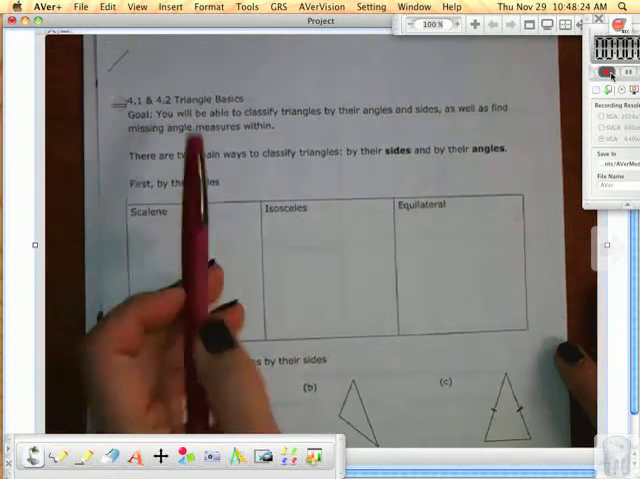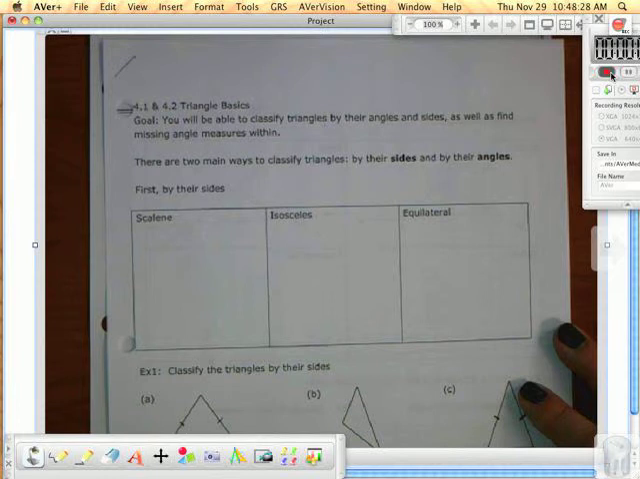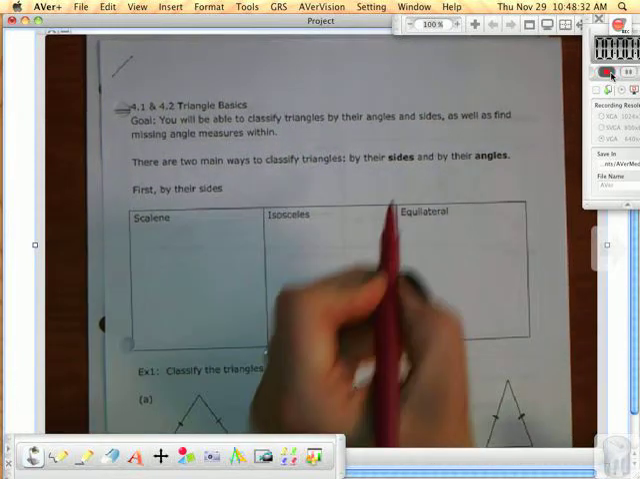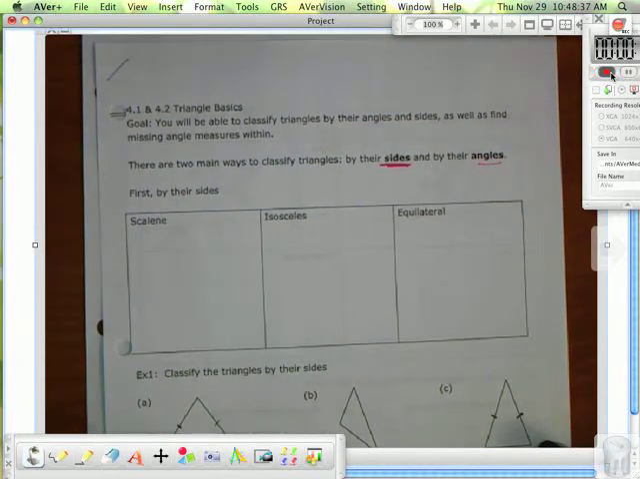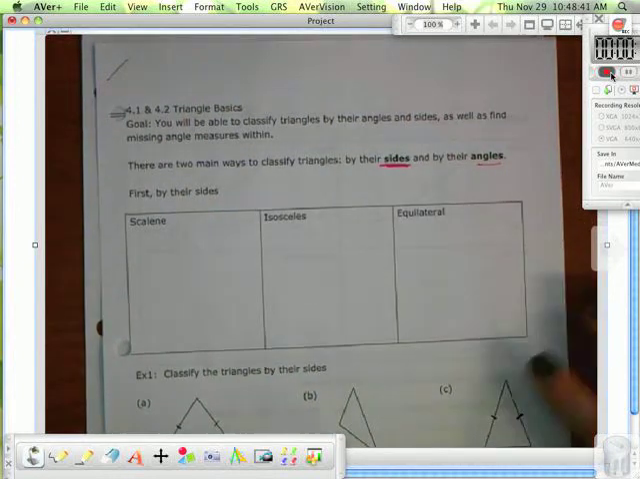This is triangle basics. 4.1 and 4.2 are pretty basic stuff, not real meaty. That's why I can do the notes all in one day. There are two main ways to classify triangles, by their sides and by their angles. So you're either going to name it based on their sides or you're going to name them based on their angles. And that's what we're looking at today.